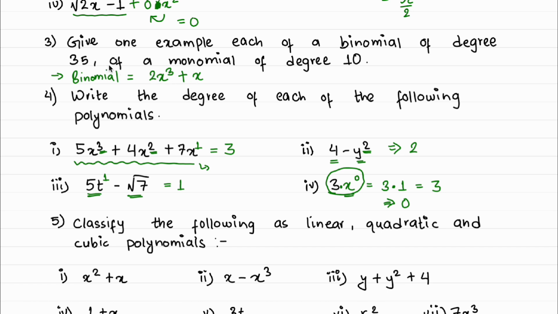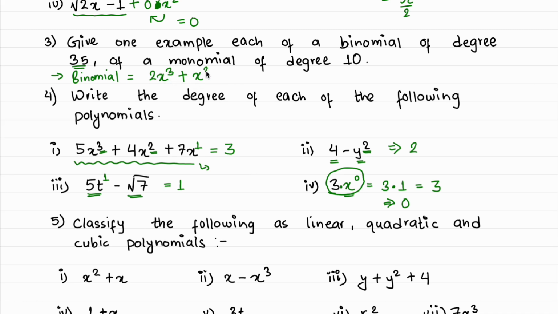But the question is asking us to write an example of a binomial of degree 35. The degree needs to be 35. The highest power needs to be 35. Here we have the highest power only 3. So this is wrong, right? We need the highest power to be 35.